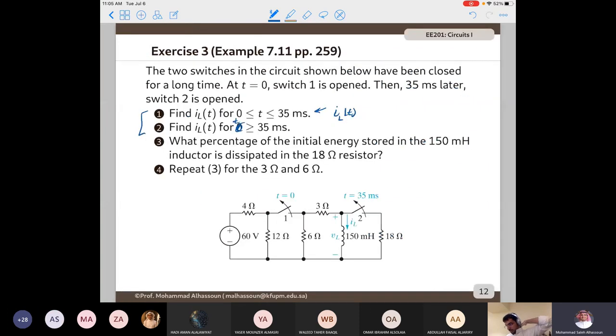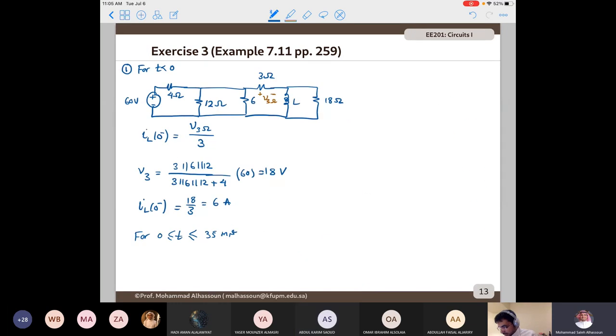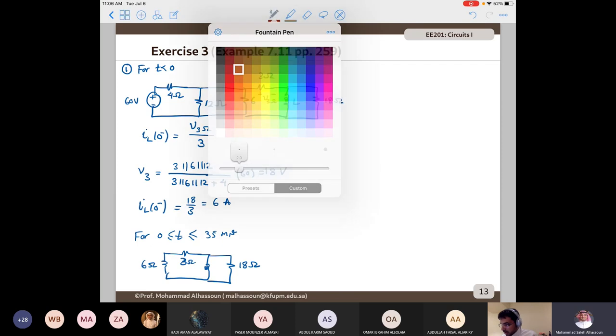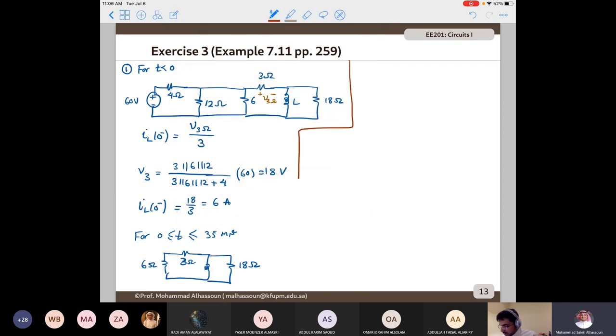So this is a circuit. What happens here? From 0 to 35 milliseconds, switch number 1 will open, but switch number 2 will be closed. So the circuit will be something like this. This is the circuit we have.